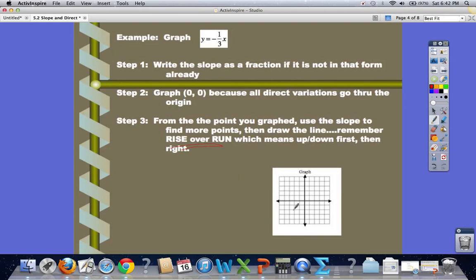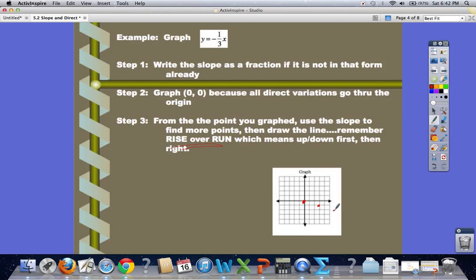So, I'm going to go to my graph, and I'm going to put the point at 0, 0. This is for direct variations. And then my slope says negative 1/3. That means I'm going to go down, treat the y-axis like it's an elevator, go down 1 and out right 3. Put a dot. Down 1 and out right 3.